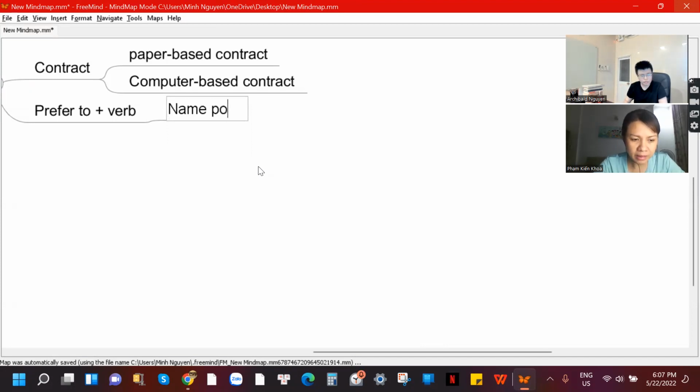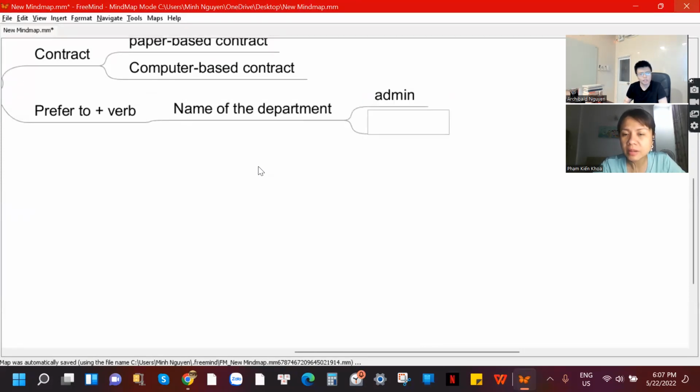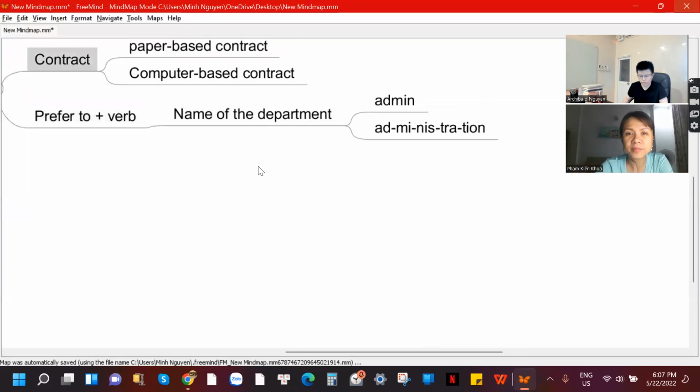Do you remember the name of the department for you to keep the paper-based contracts? Yeah, in my company, the admin department will keep the documents, something like the contract. Okay, I understand. We usually use the word admin for everything, or the long word. Do you remember the long word for admin? Administration department. This is called administration department.